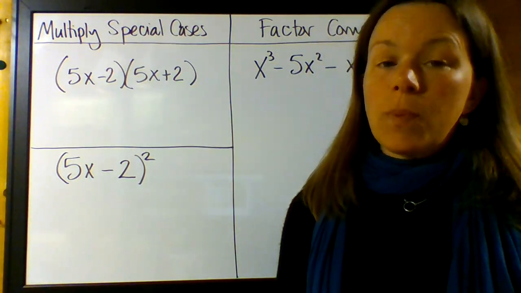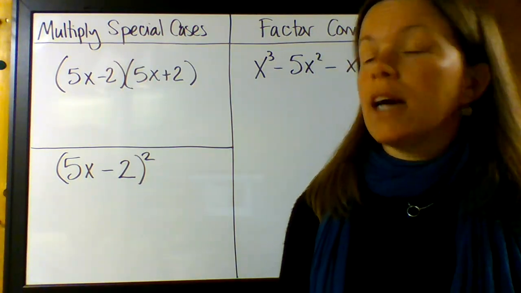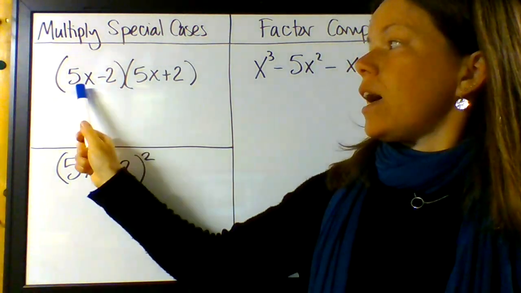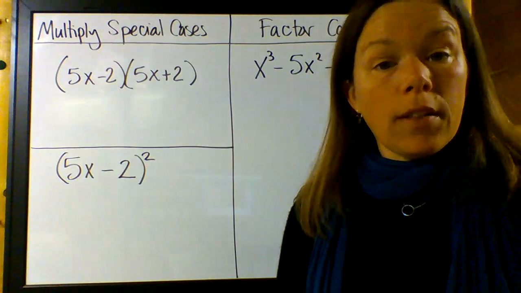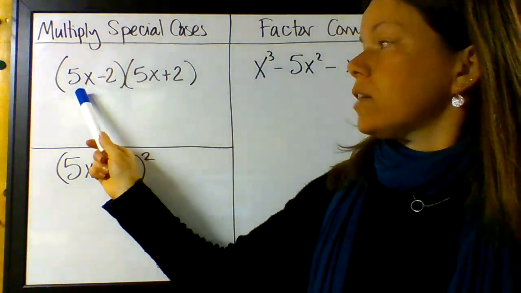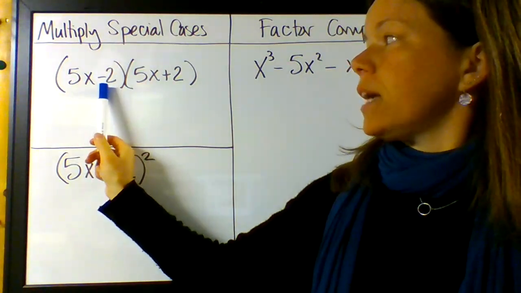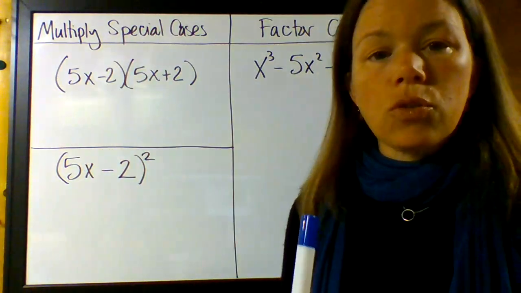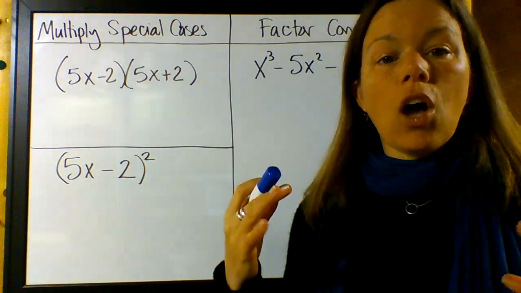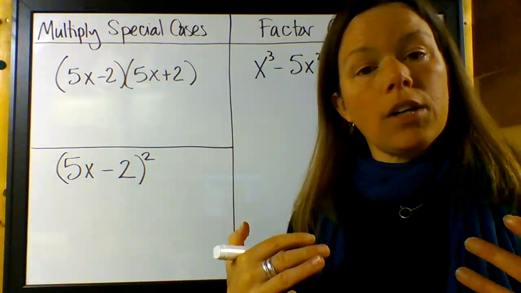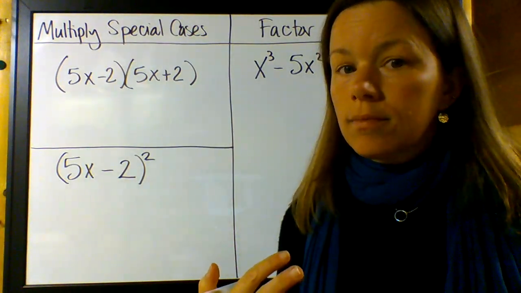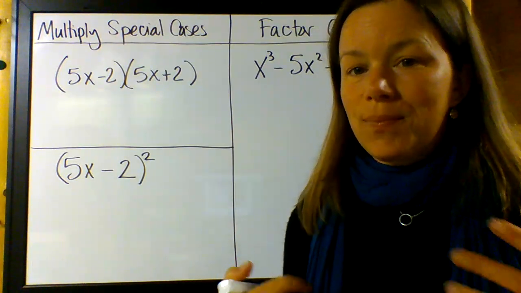But there are some special cases for foiling where we actually can recognize, and we've done this before, so this is a review. So I can recognize these two as conjugates, right? So 5x minus 2 times 5x plus 2, those are conjugates. I can say, oh, when I multiply conjugates, I get a difference of two squares.